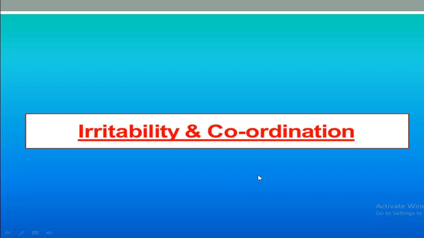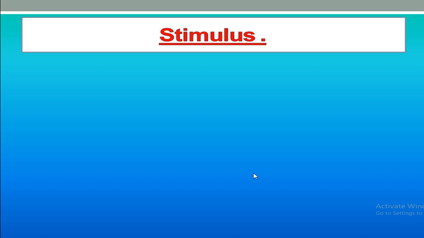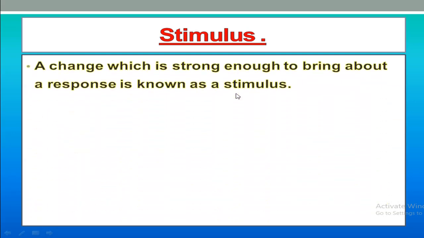What is the irritability? Right? Let's go to learn about what is the irritability and coordination. Stimulus. Before learning about the irritability and coordination, firstly we have to learn about the stimulus. Right? The stimulus is a change which is strong enough to bring about a response. Stimulus means a change which is strong enough to bring about a response.